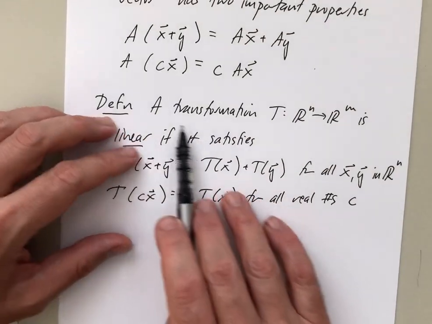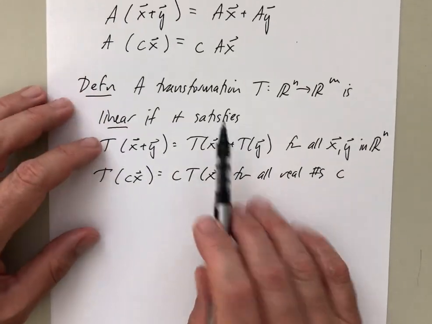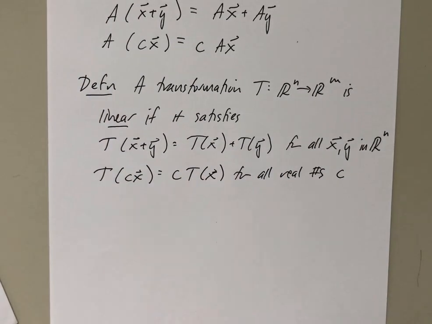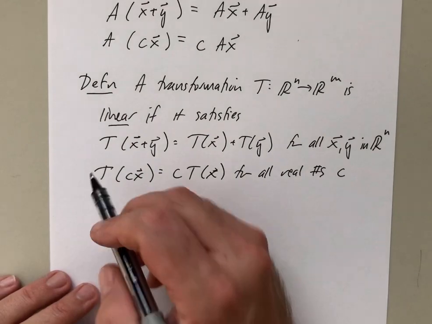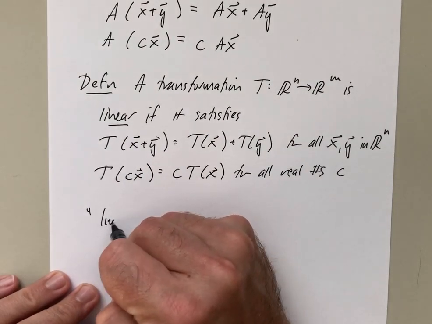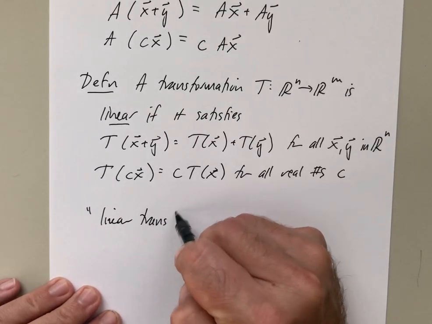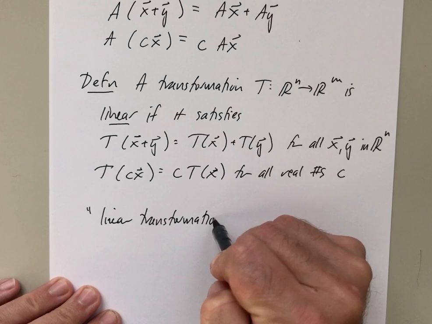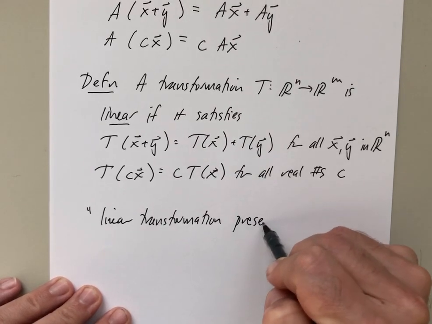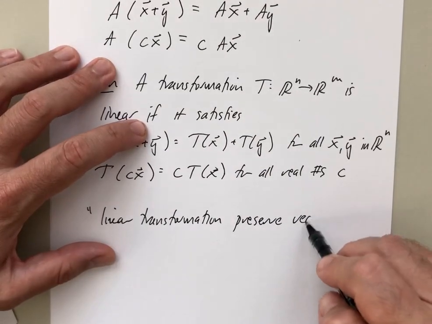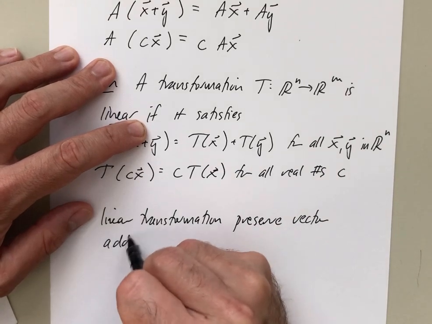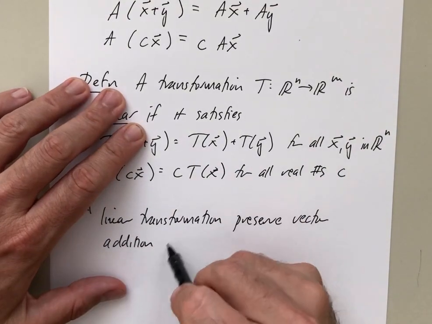I'm just saying I don't know that this is actually matrix multiplication. This is just the definition of what linear transformation means. So again, if I had to put this into a slogan, linear transformations preserve vector addition and scaling.